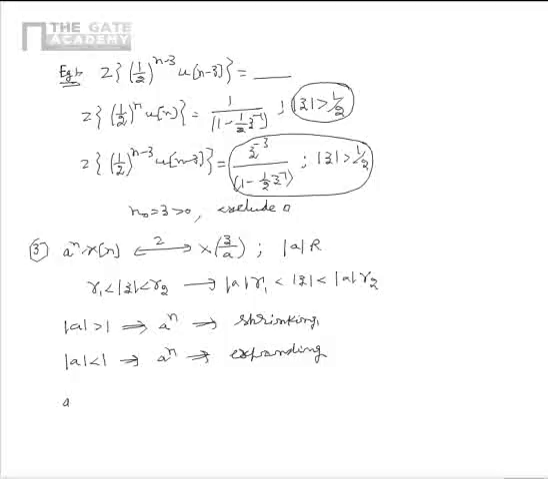Also, if a is equal to e power j omega naught, then z by a will be equal to r into e power j times omega minus omega naught. So multiplication by a power n, that is e power j omega naught n in time domain, is equivalent to frequency shift by omega naught.